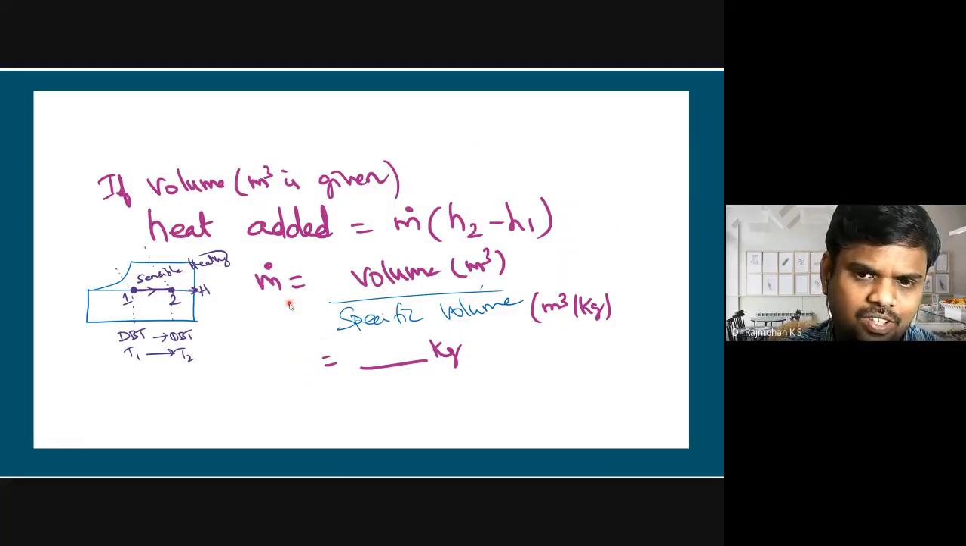How to get the mass flow rate? Because it will always be asked how much heat is added. How much heat is added? We know enthalpy data can be obtained from the chart, right? H1, H2, there are 2 points.